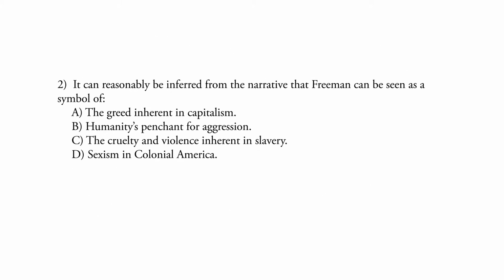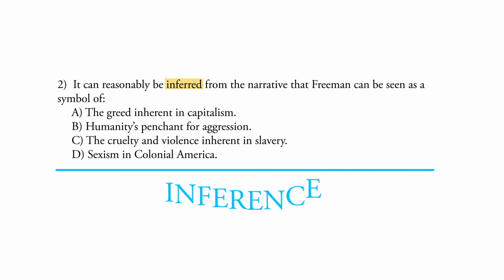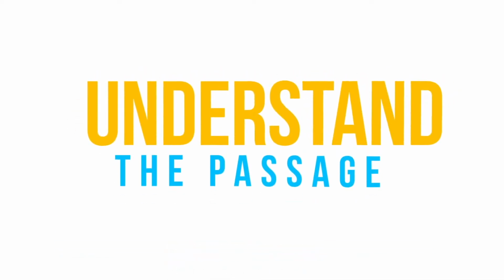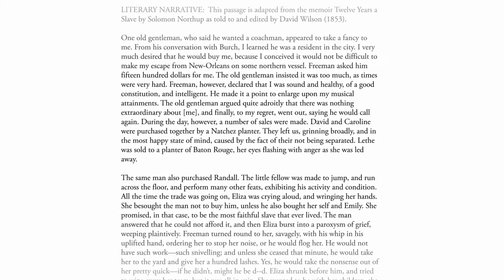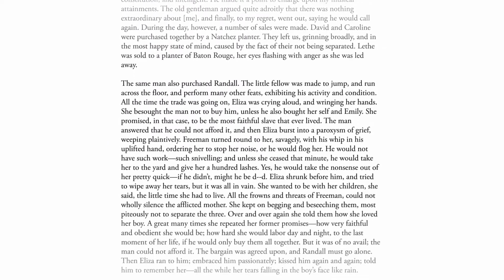So let's start by reading question 2. It can be reasonably inferred from the narrative that Freeman can be seen as a symbol of... Now, this question is asking you to make an inference or understand the passage as a whole. This kind of question definitely requires you to really understand the passage.